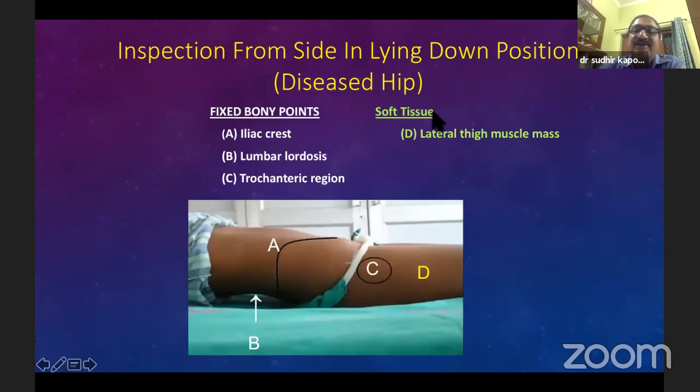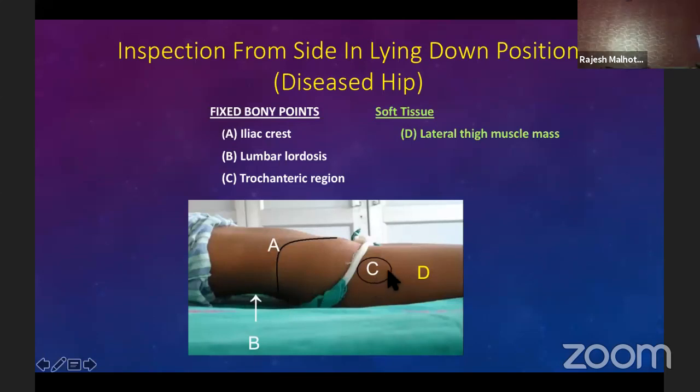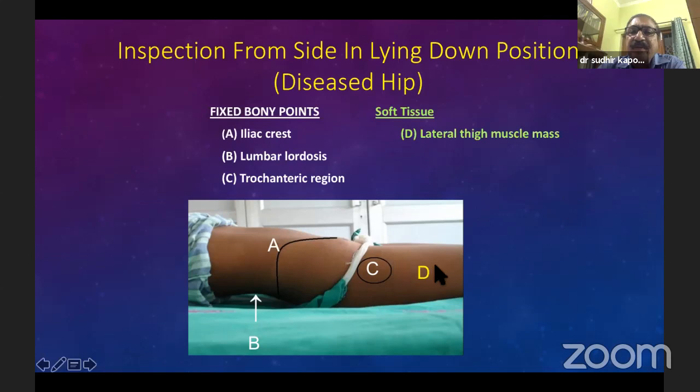And similarly, now you can inspect the patient in the lying down position. When you are inspecting the patient in the lying down position, make sure that the patient is lying on a firm bed with a firm mattress. You must mark the anterior superior iliac spine as well as the iliac crest. Make note of any exaggeration in the lumbar lordosis. Take note of the trochanteric region and the lateral thigh mass.